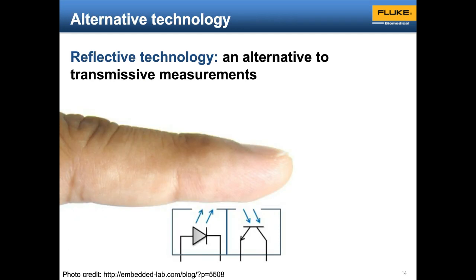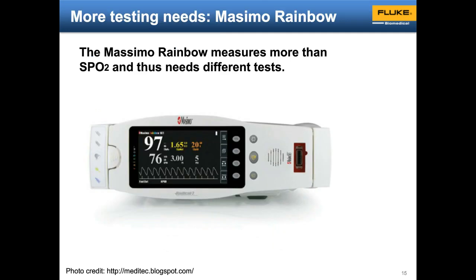Reflective technology is relatively new, and it's where the photoemitter and photodetector are on the same mechanical plane. There's also other types of sensors, such as the Masimo Rainbow, that require specialized test equipment.